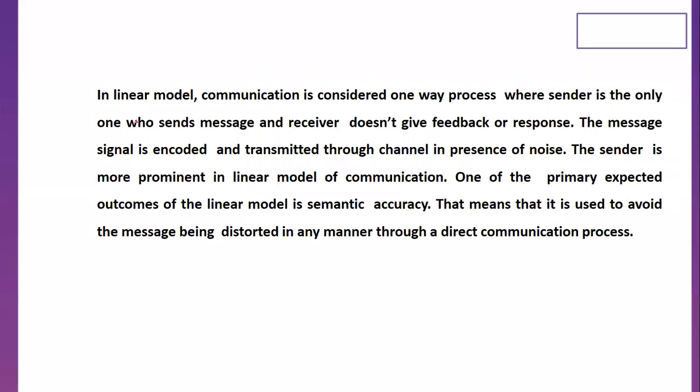Now, what is that? In the linear model, the communication is one way, where the sender only sends the message. The receiver doesn't give feedback. So when we say one way, there is no feedback expected. The message is encoded and transmitted through a channel, that is a communication channel. The sender is more prominent in the linear model of communication. One of the primary expected outcomes is semantic accuracy. It means avoiding a message being distorted in any manner, through a direct communication process.